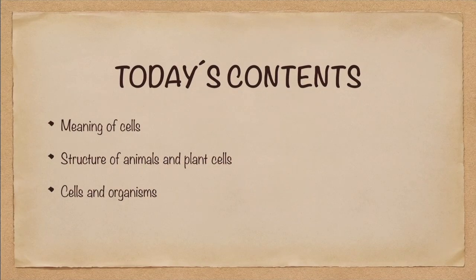Today we are gonna learn some things about the cells. First, the meaning of cells, like I'm gonna give you some key ideas about the cells. Then the structure of animal and plant cells, and then the cells and organisms, some keywords about it. And although the animal and plant cells are very similar to each other, they are not the same. That's why I show them separate.